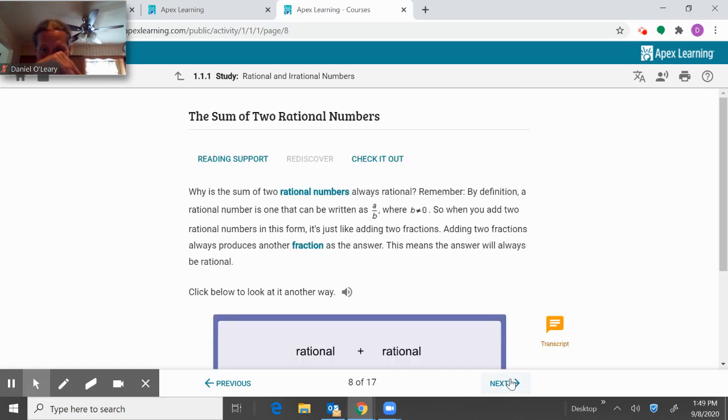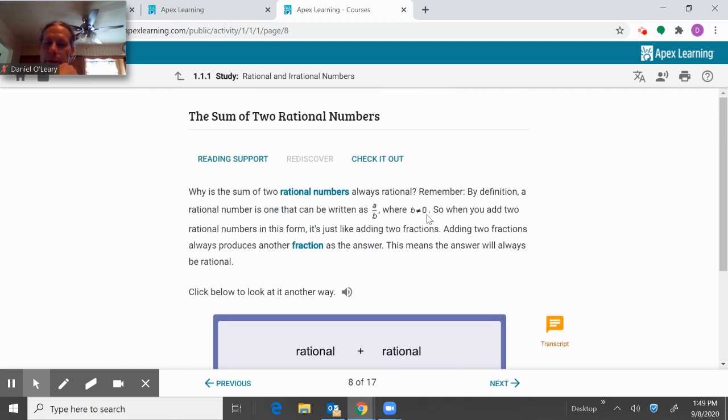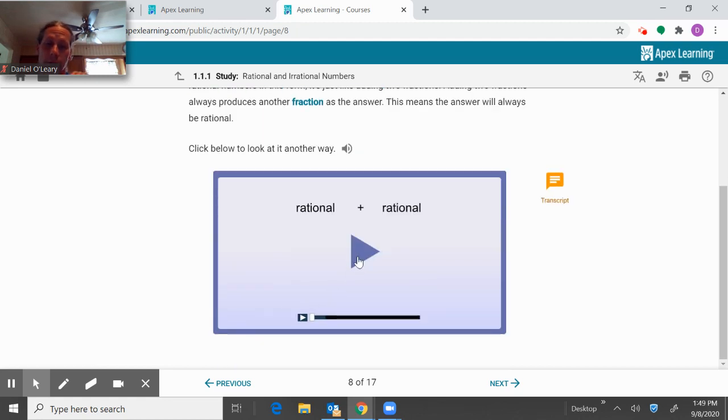Okay, sum of rational numbers. Why is the sum of two rational numbers always rational? Remember, by definition, a rational number can be written as a over b, where b is not 0. So when you add two rational numbers in this form, it's just like adding two fractions. Adding two fractions always produces another fraction as the answer. This means the answer will always be rational. And thank you for not laughing at my voice when it cracked there when I said rational. So there you go, and you can watch the video.